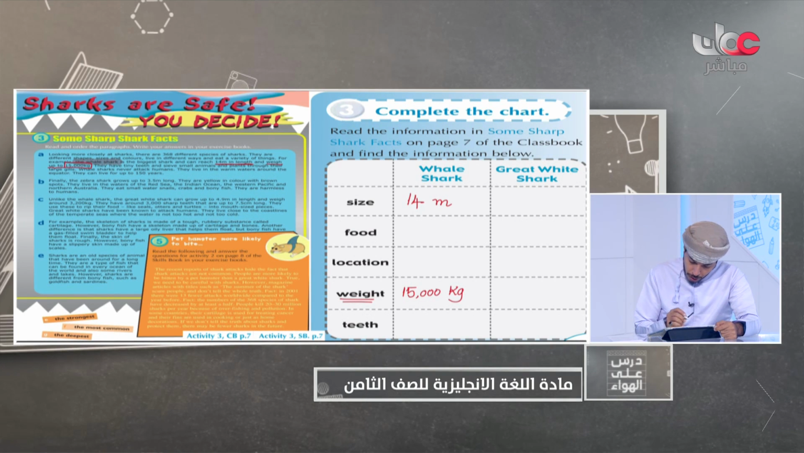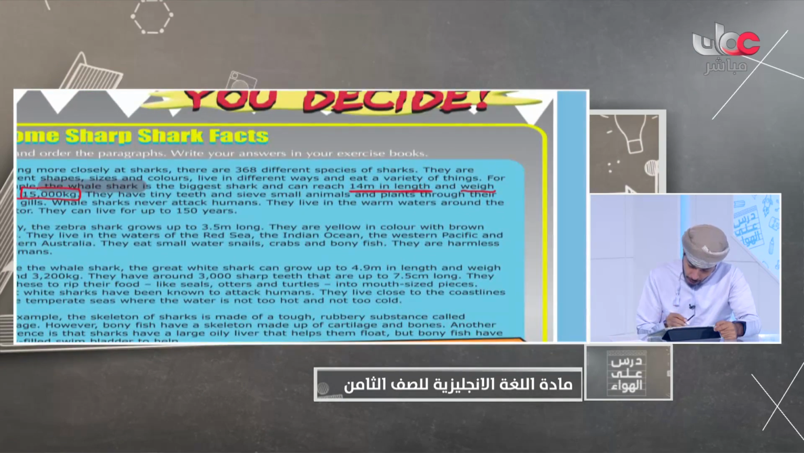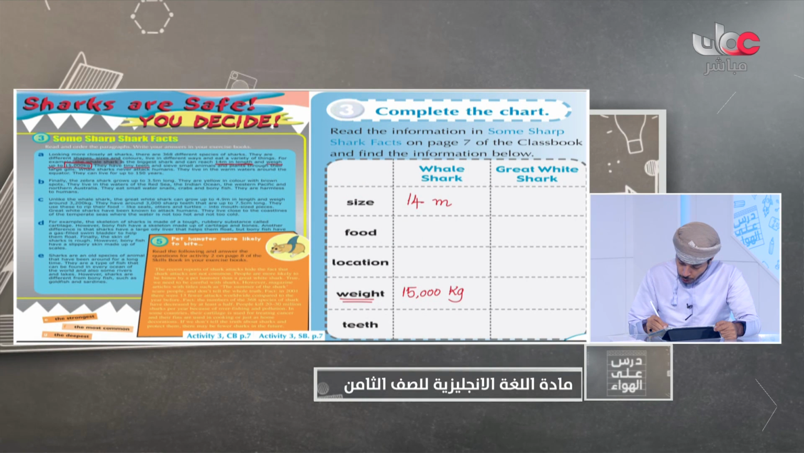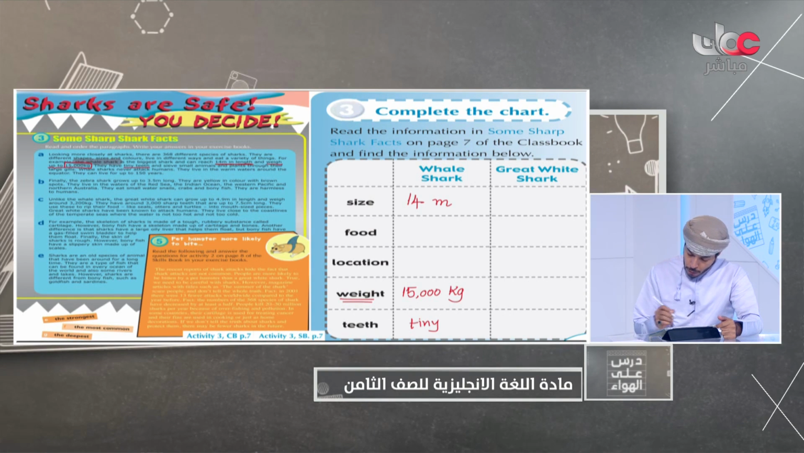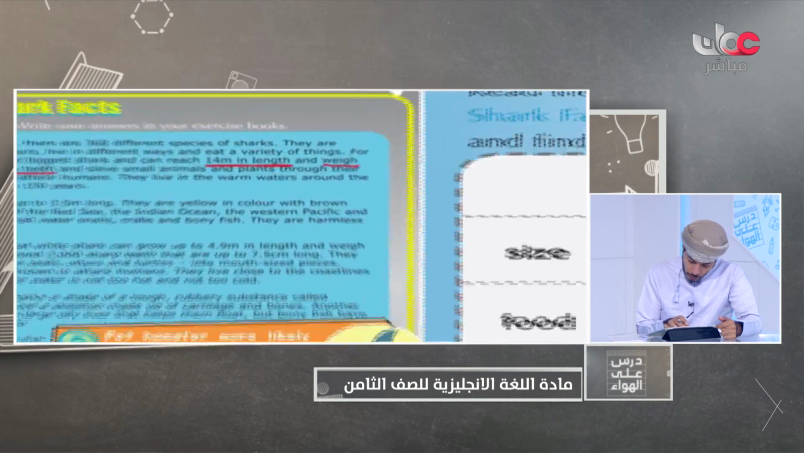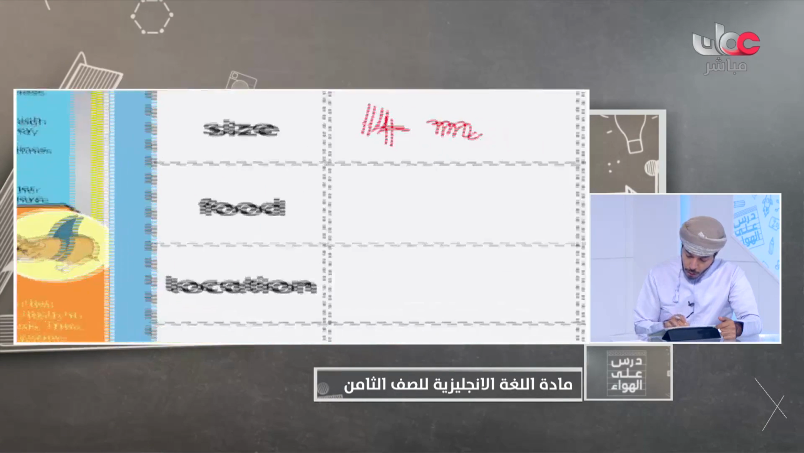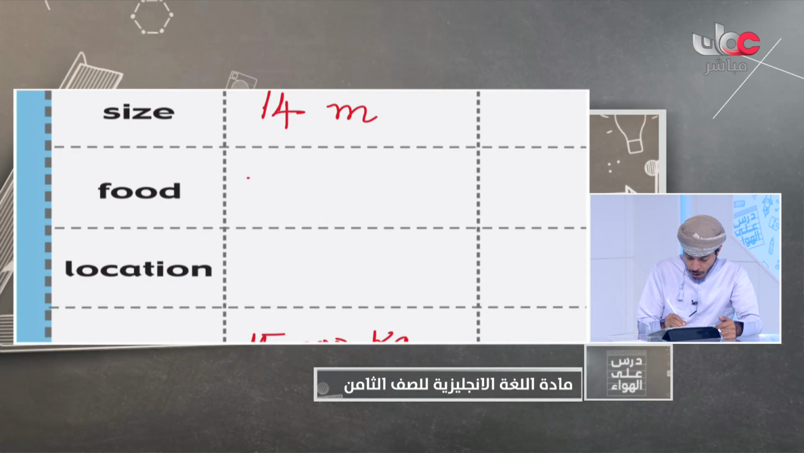Then they have teeny teeth. For the teeth, we can write teeny or tiny. Some people call it teeny and some people call it tiny teeth. And also, we are left with food and location. So they sieve small animals and plants. So they eat small animals and plants. So this is their food, which is small animals and plants.